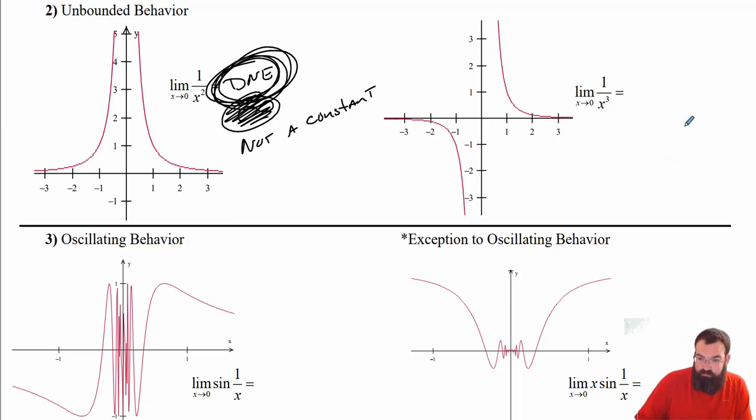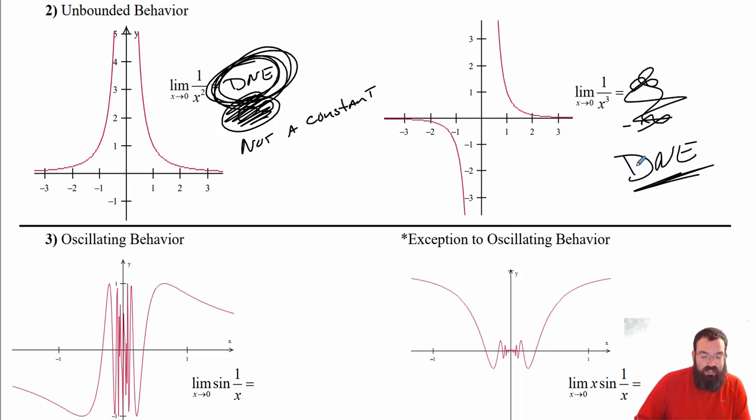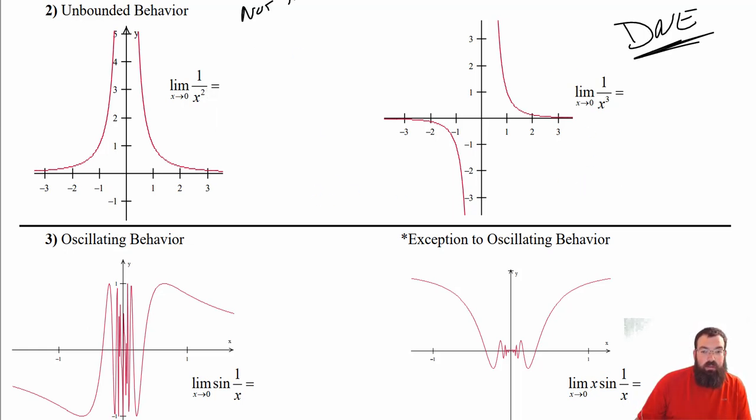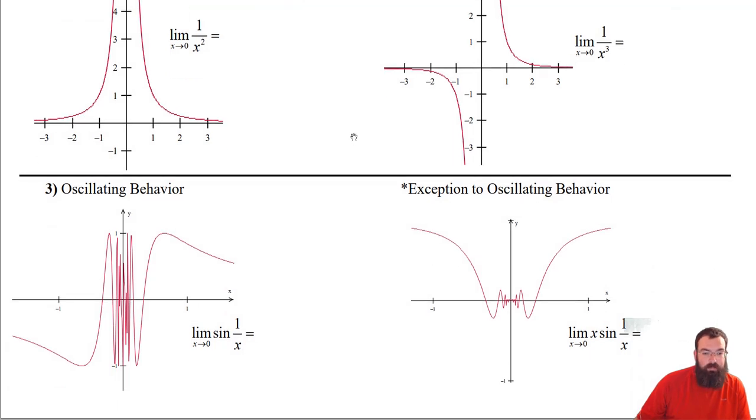What else? Next one. 1 over x to the third as it approaches 0. This one here, I cannot say this one is infinity, or I cannot say it's negative infinity, because one side goes up and one side goes down. So this one is a better answer, does not exist, because they're approaching different things, right? One's going up, one's going down. So this one is definitely better. It does not exist. The last two there, we have some oscillating behaviors.